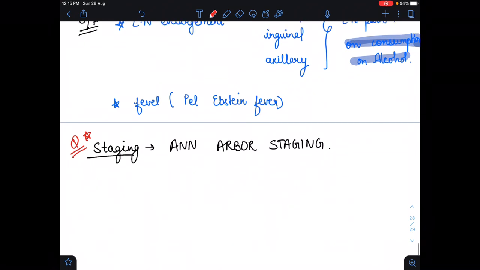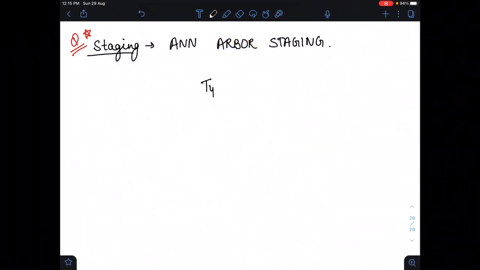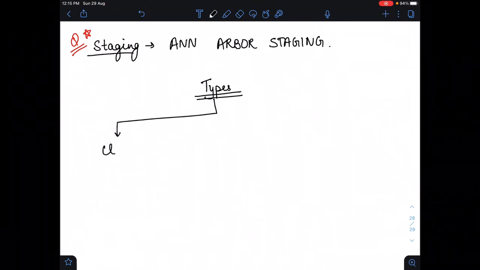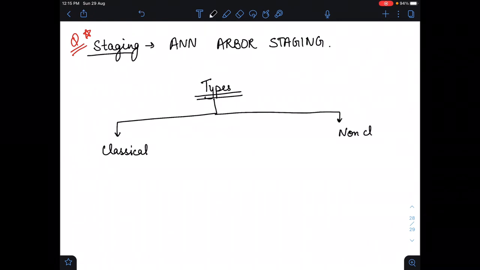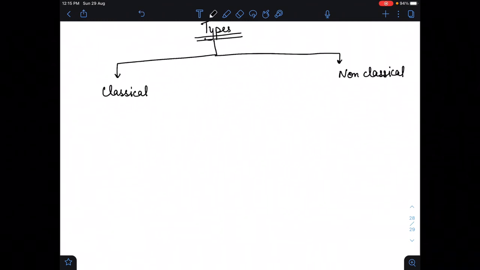Now, what are the types of Hodgkin lymphoma? We have classical Hodgkin lymphoma and non-classical Hodgkin lymphoma. So it is divided into classical and non-classical Hodgkin lymphoma. Further, classical Hodgkin lymphoma is divided into four types.